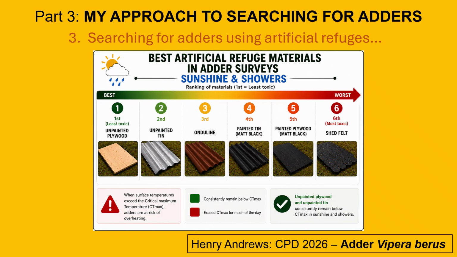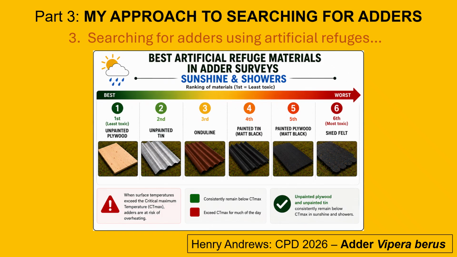We therefore concluded that combinations of painted and unpainted plywood and steel would be a sensible alternative to bitumen-derived refuges. The full report is on my website if you want to see the rationale or check our working out is correct, but I'm now phasing out my shed felt and onduline refuges.